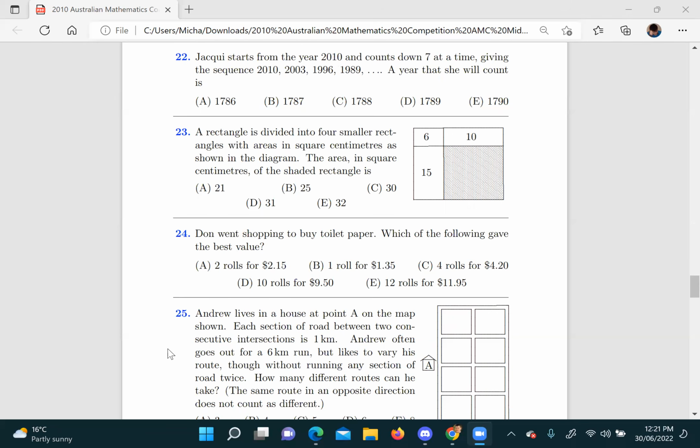Okay, let's. What's the question? So a rectangle is divided into 4 smaller rectangles with areas in square centimeters, as shown in the diagram.